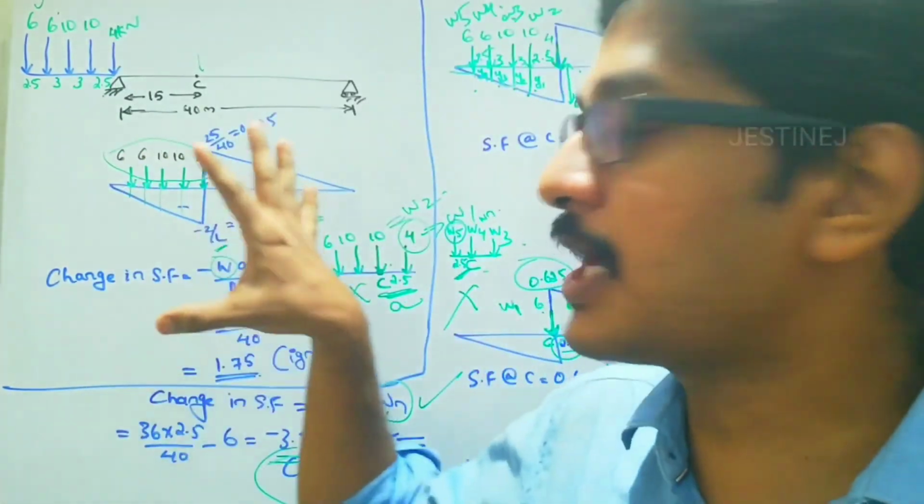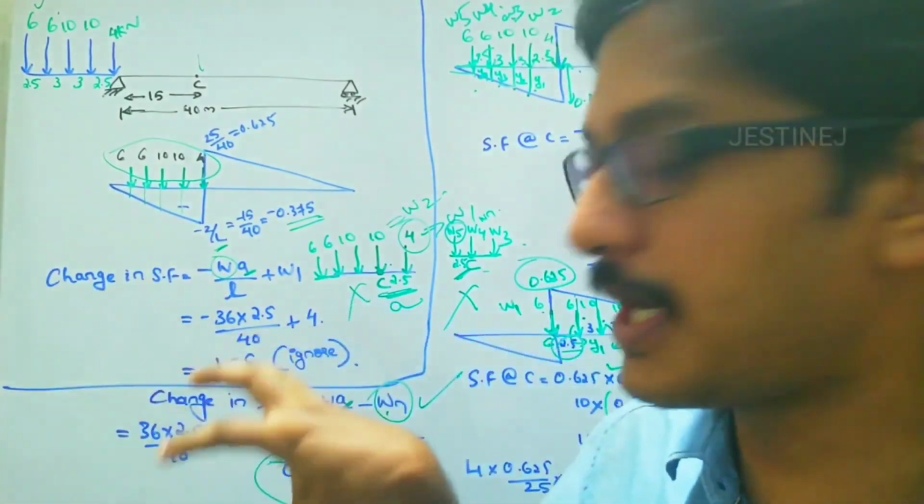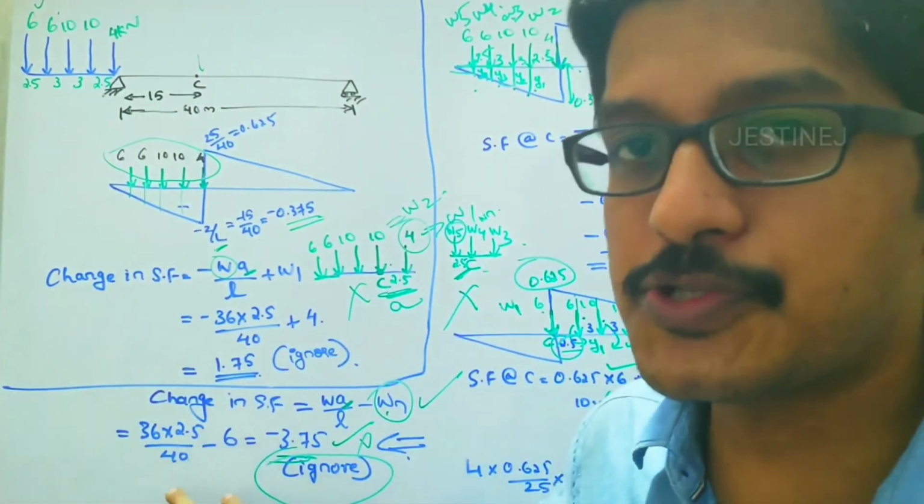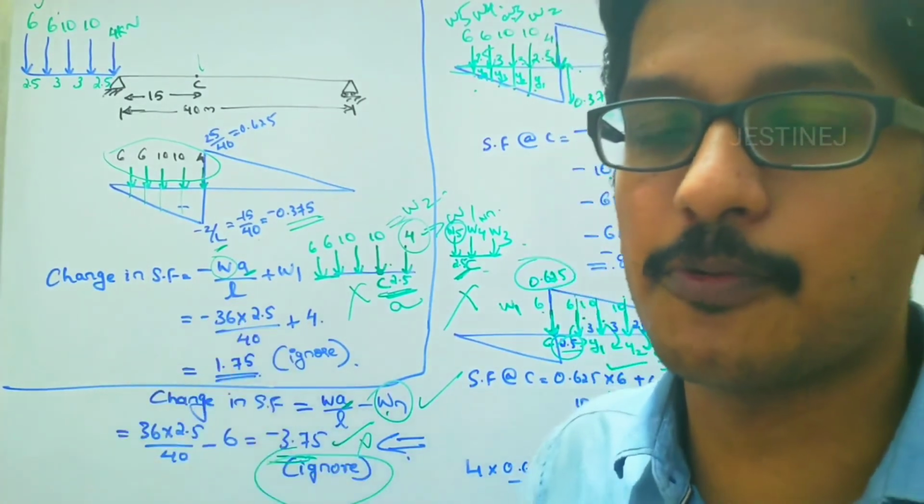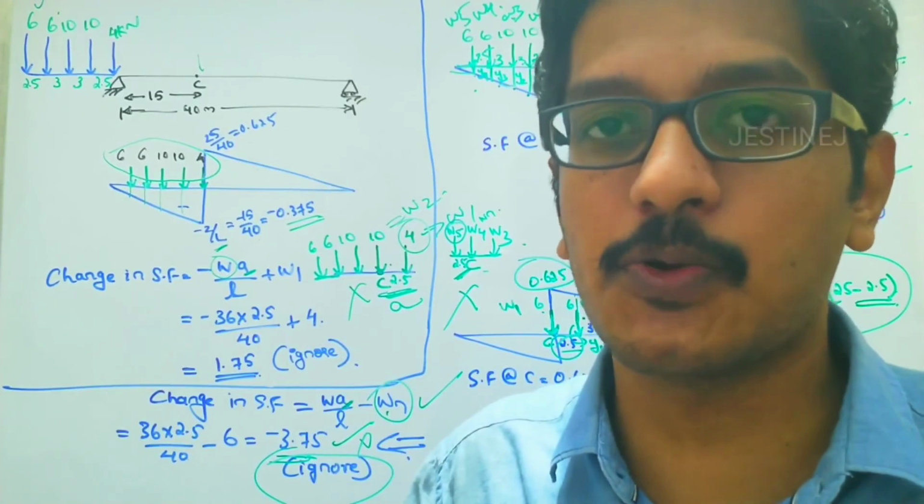So for finding out the maximum negative shear force, we will follow this format, and for finding out the maximum positive shear force, you can follow this condition, or you can follow the trial and error method also.